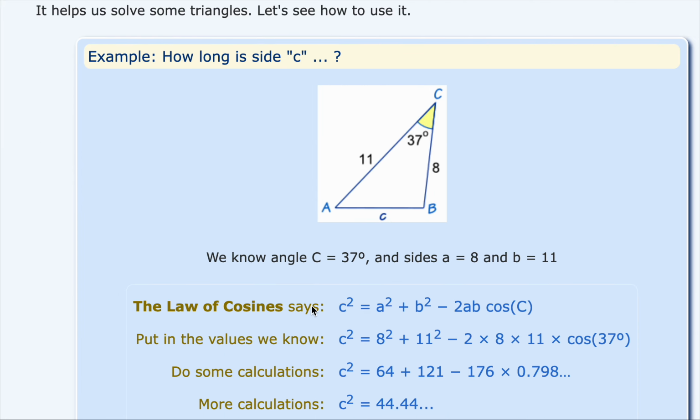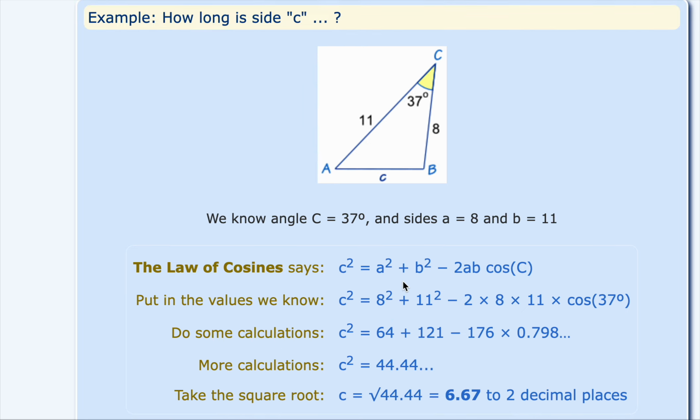So let's take a look at an example. In this example, 11 and 8 are the sides, 37 degrees is the angle, but this angle is in between these two sides, so this is called an included angle. So angle C is an included angle. You're trying to find the missing side. You cannot use the Pythagoras theorem because this is not a right angle triangle, where you can say c squared minus b squared is a squared, something like that. You cannot do that, okay?